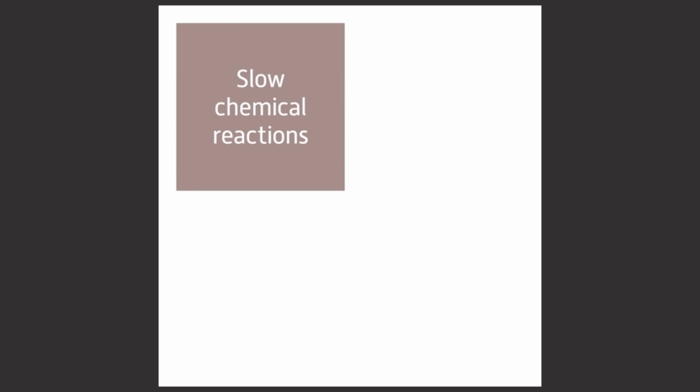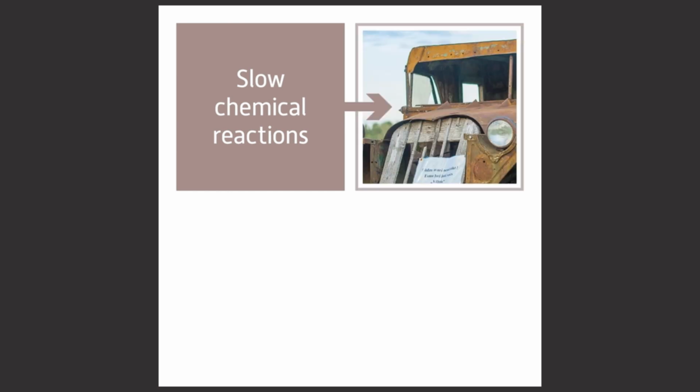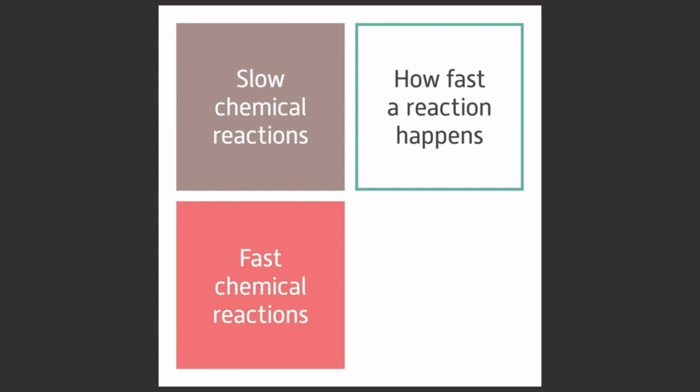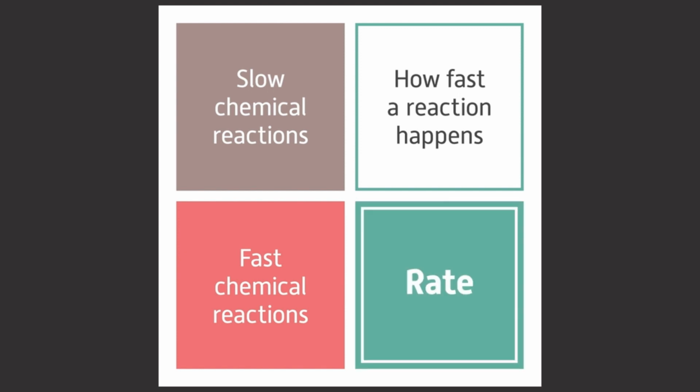Some chemical reactions are slow. For example, a car can take years to rust. Other reactions are fast, like fireworks exploding into colourful sparks. How fast a reaction happens is called its rate.